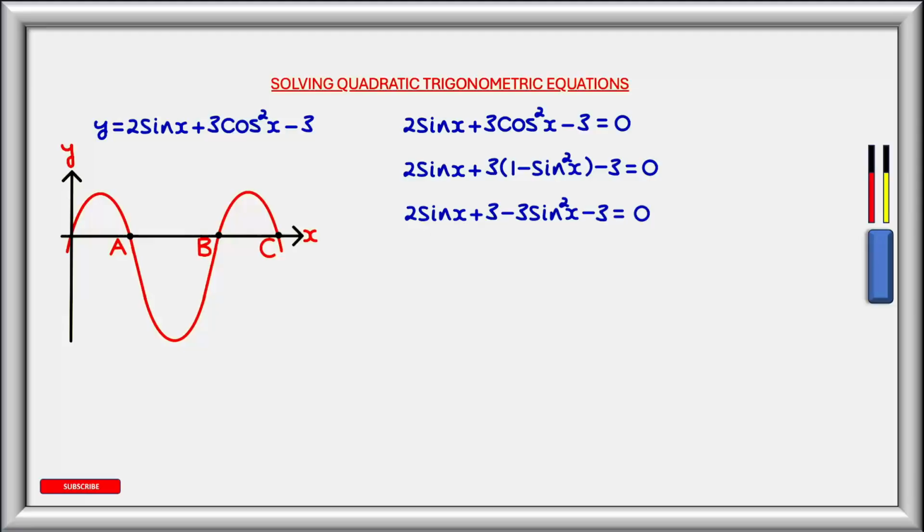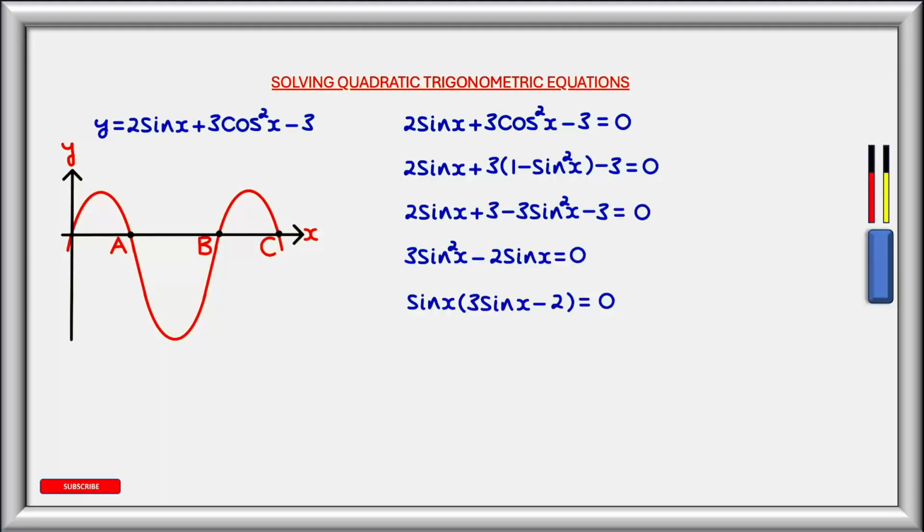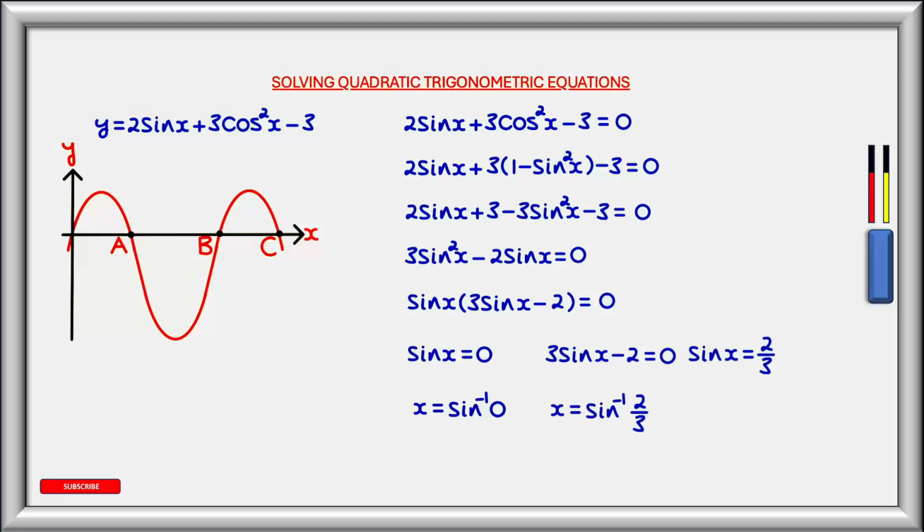And if we expand the bracket, we get 2 sin x plus 3 minus 3 sin squared x minus 3 is equal to 0. The 3's cancel each other out, and if we subtract 2 sin x from both sides of the equation and add 3 sin squared x to both sides, we're left with 3 sin squared x minus 2 sin x is equal to 0. And removing sin x as a factor, we're left with sin x into the bracket of 3 sin x minus 2 equals 0. Now this yields two solutions.